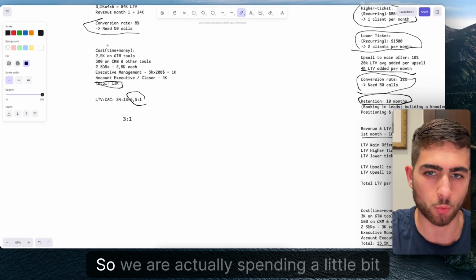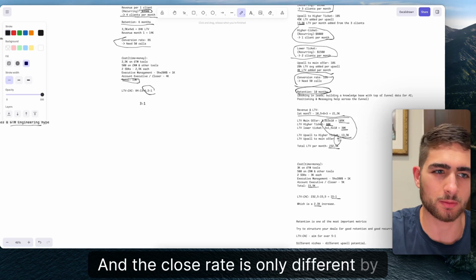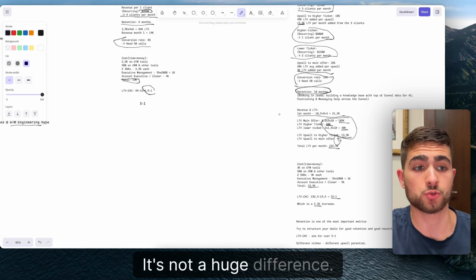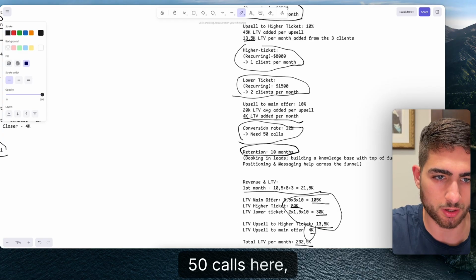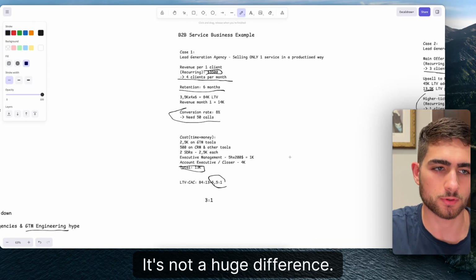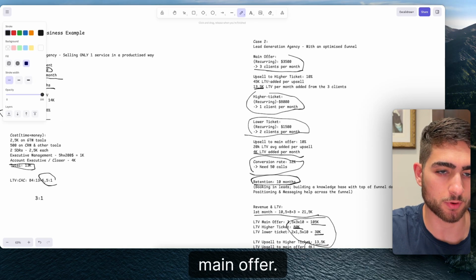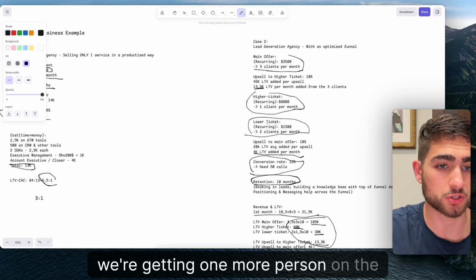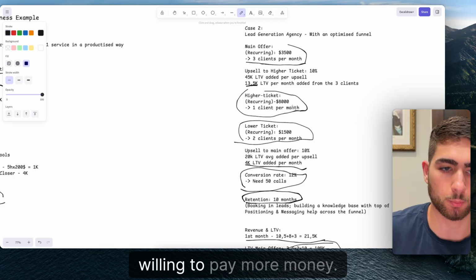from the previous one. So we are actually spending a little bit more money, and the close rate is only different by 4%, right? It's not a huge difference. We're getting the same number of calls, 50 calls here, 12% close rate, 50 calls here, 8% close rate. It's not a huge difference, right? But we're also getting fewer people on the main offer. However, we're getting one more person on the higher ticket offer, because in your market, there's always people that are willing to pay more money.